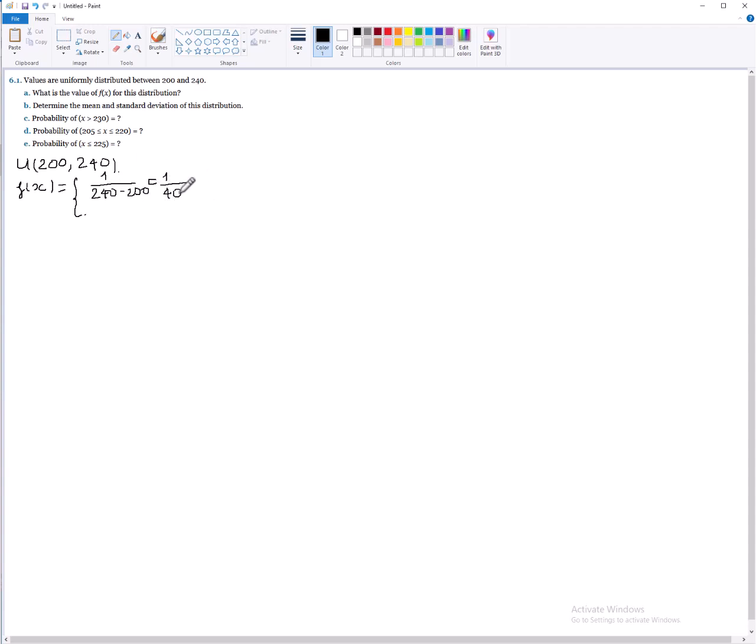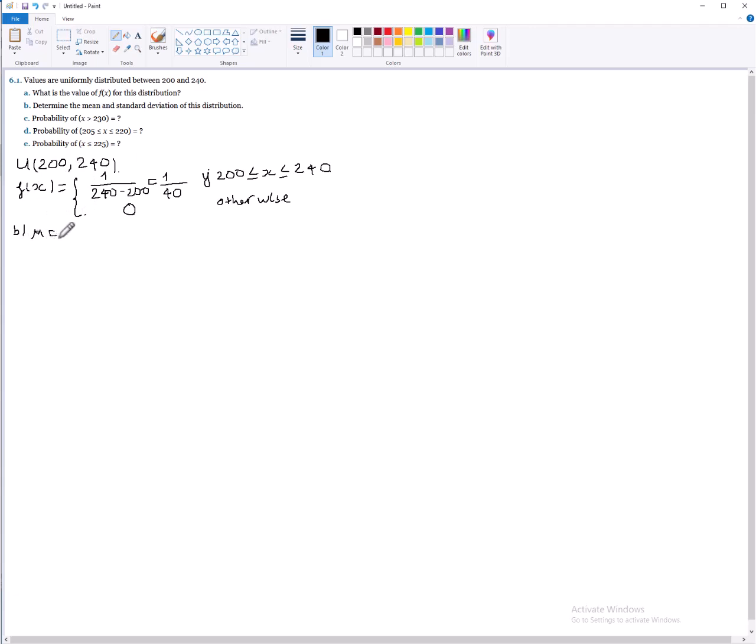So that gives you 1 divided by 40. So this function value applies to x when x is between 200 and 240, if 200 is less than or equal to x, less than or equal to 240. And for those points that don't satisfy these conditions, if x is out of this interval, then the function f of x has value 0. And that's part A.